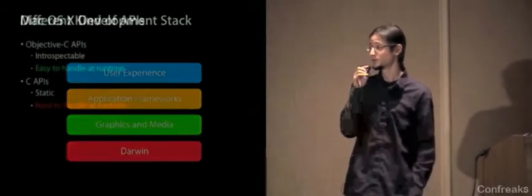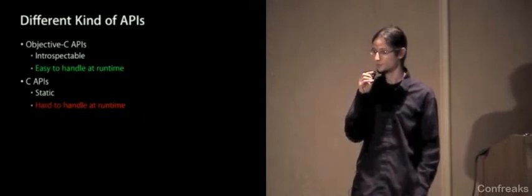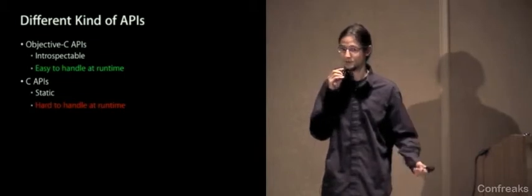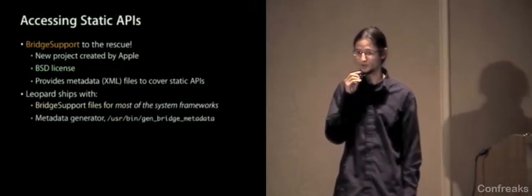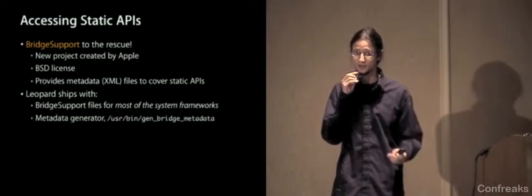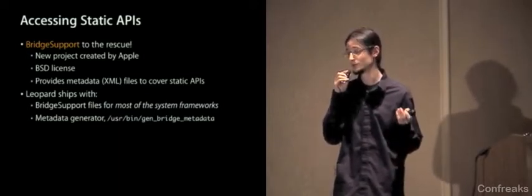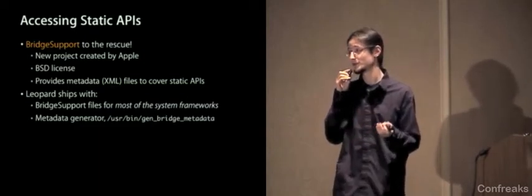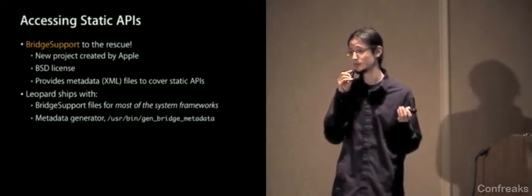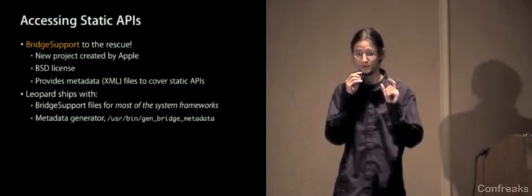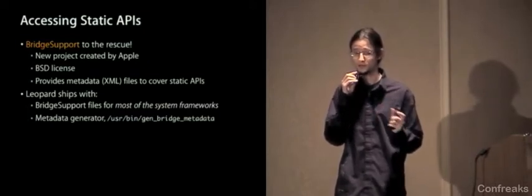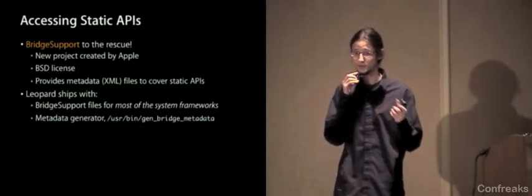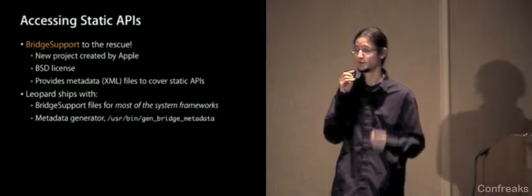And we created a new project called Bridge Support. It's free. It's under a BSD license, and you can download the sources on macOS Forge. The idea is that we are providing metadata descriptions for everything that is static, and the metadata is XML. We are providing XML annotations for all the static APIs, like, for example, C functions, C structures, C enumerations, C constants, C function pointers, things like that.